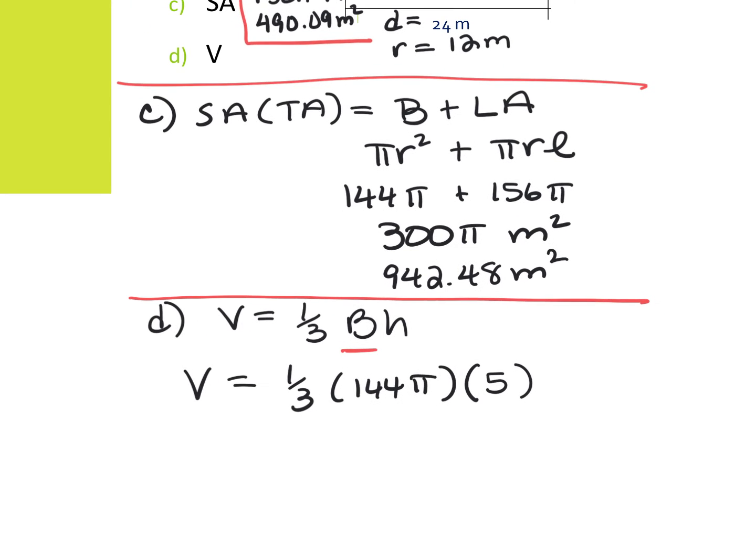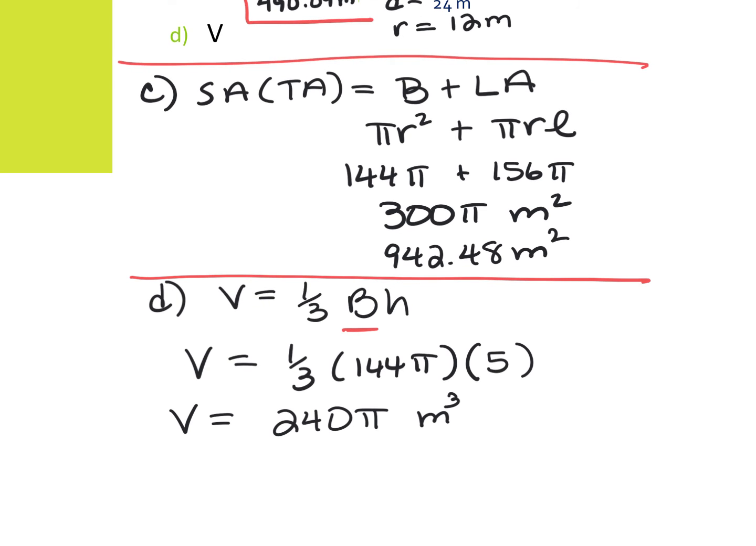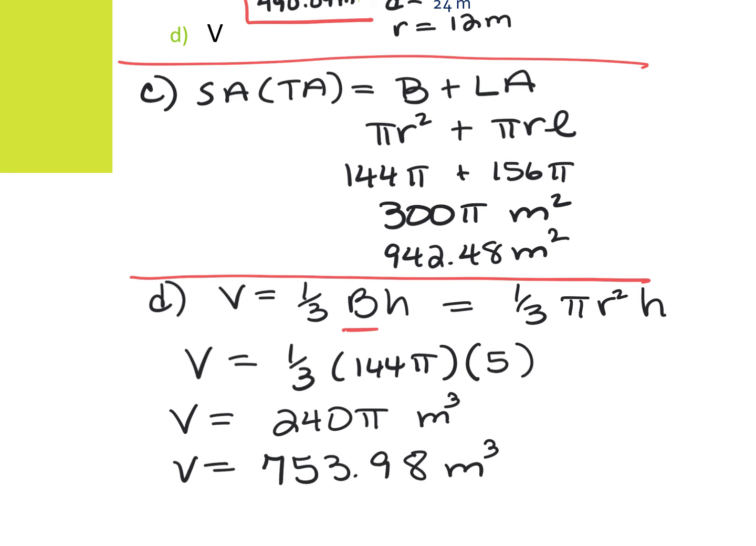I'm going to go ahead, and this one will divide evenly. So 240 pi meters cubed for volume. And then using the pi button, 753.98 meters cubed. Again, if you want to memorize the whole thing, it's 1/3 pi r squared height. That's what the capital B represents, the pi r squared.